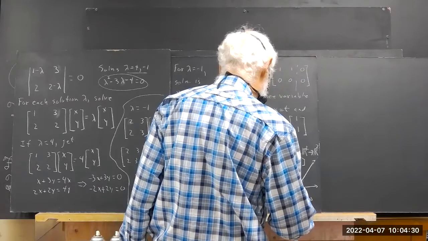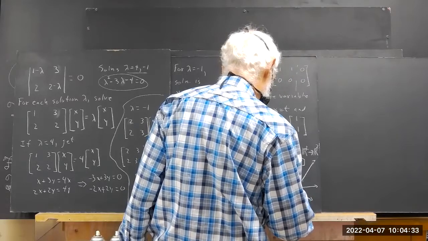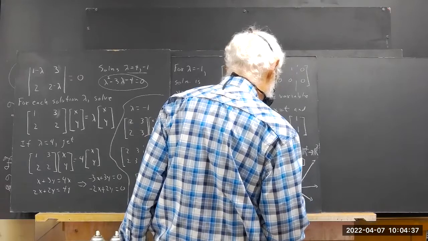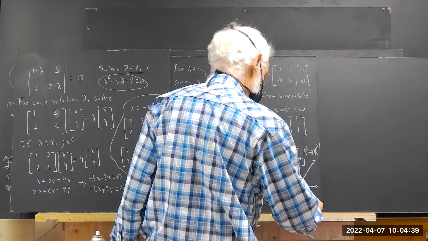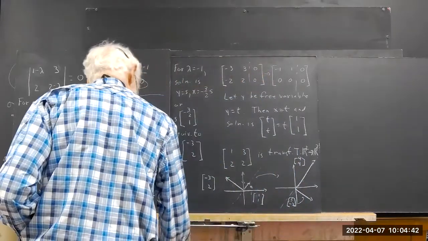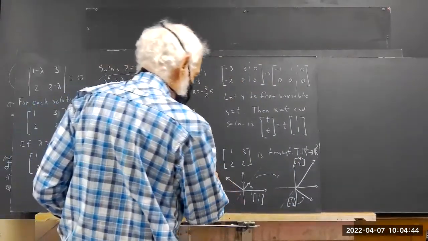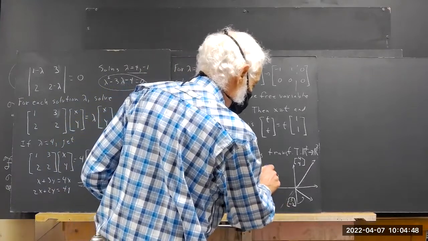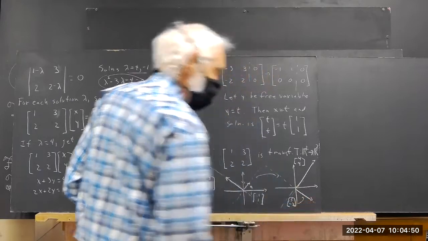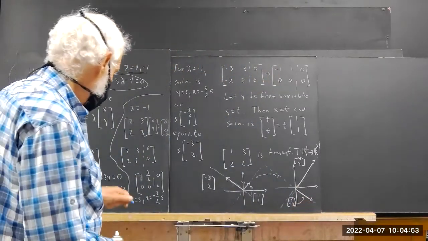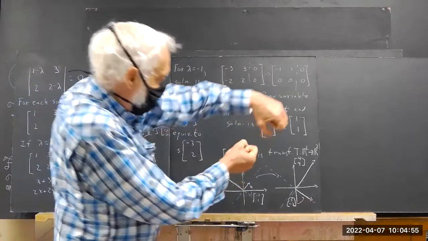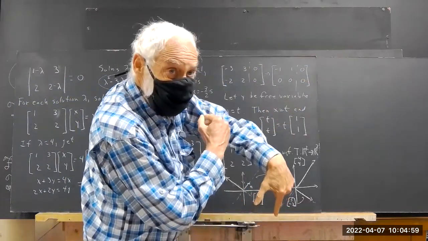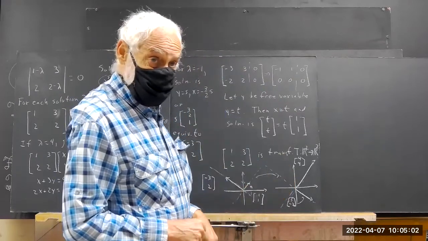So here we have 3, negative 2. And everything is along this line. Right. So along this line, we're stretching things out 4 times as big. Along this line, we're reversing. Okay.